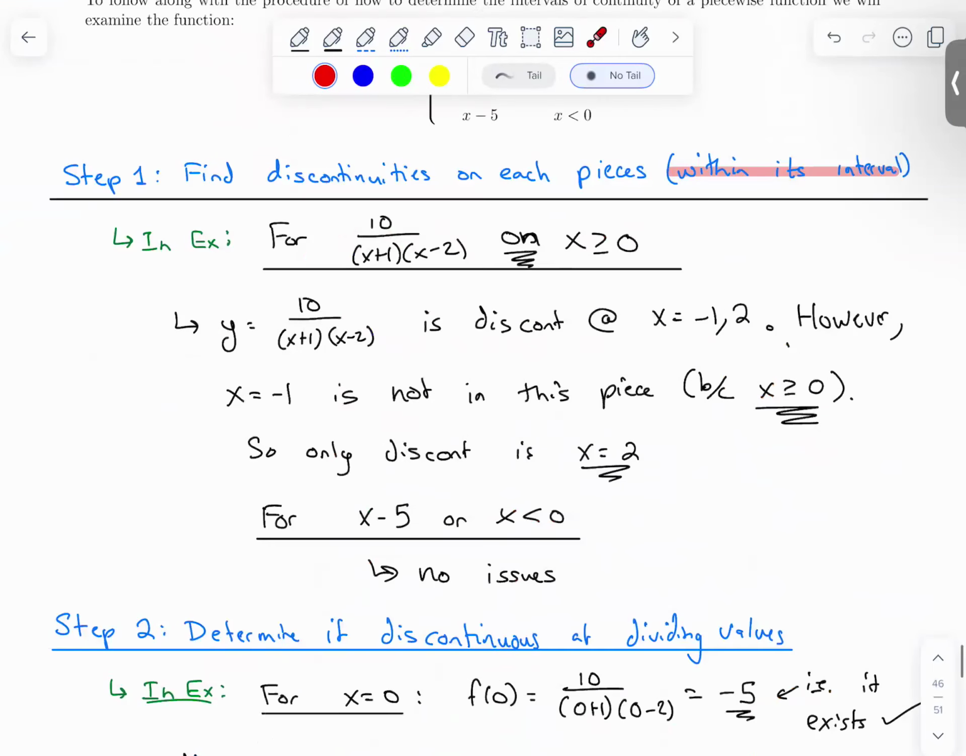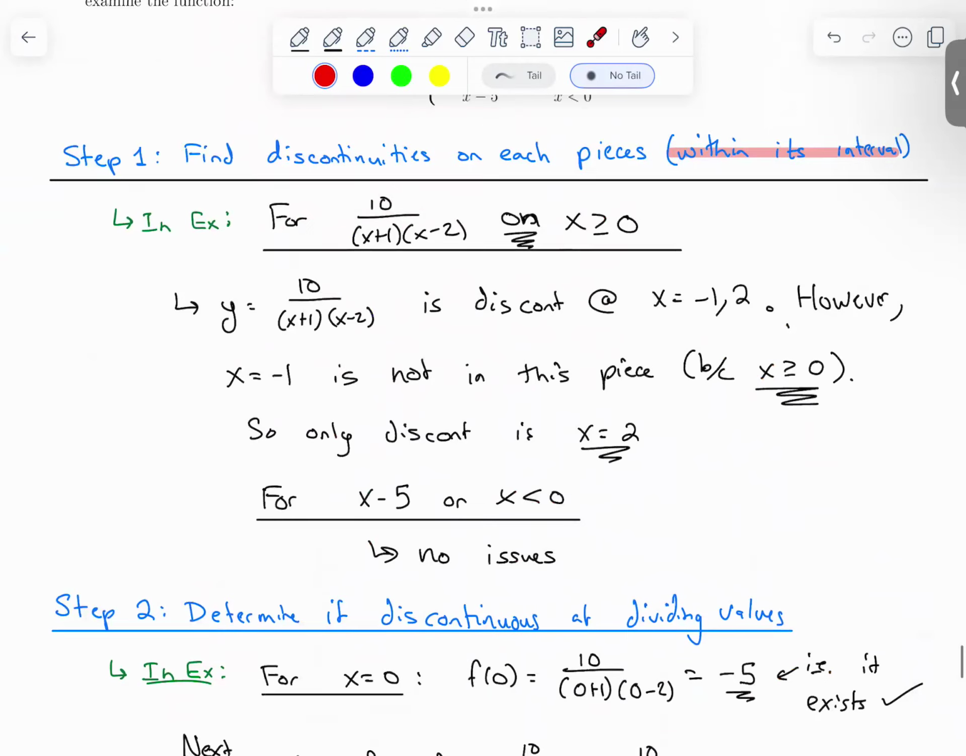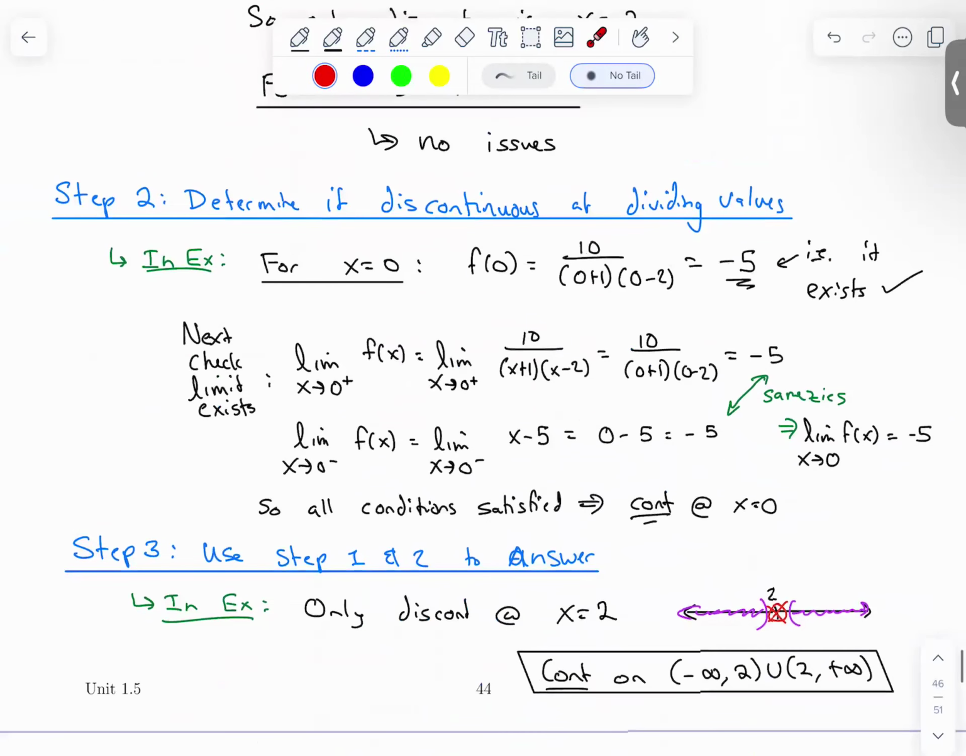So this function's domain is everything except for -1 and 2. And that's why those are the points of discontinuity, or the values of discontinuity. Yes. So for step 2, if you hadn't gotten the same answer of -5 for both limits, would it be discontinuous at 0? That is correct, as we will see in the next example.